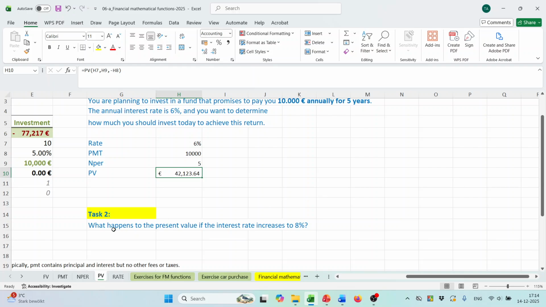And what happens to the present value if the interest rate increases to 8%? Okay, so let's see what happened. We copy it and we increase the interest rate to 8%, and we also copy down the formula. So this will happen if the interest rate increases to 8%. We just need to invest around 3,000 euro less for getting the same result.